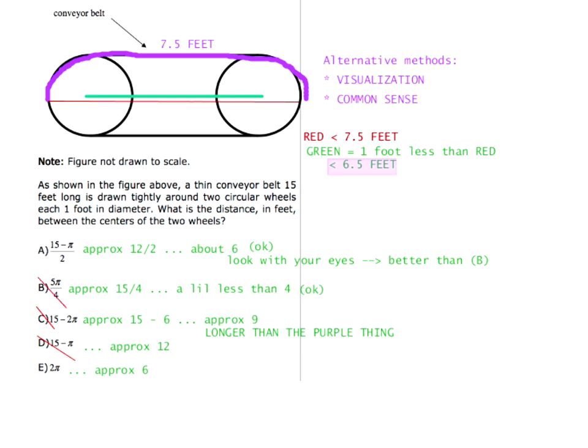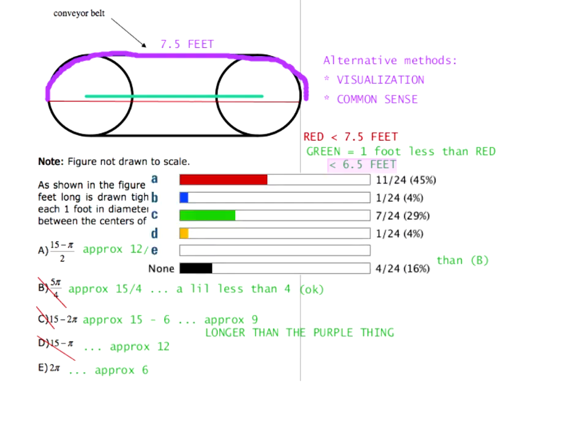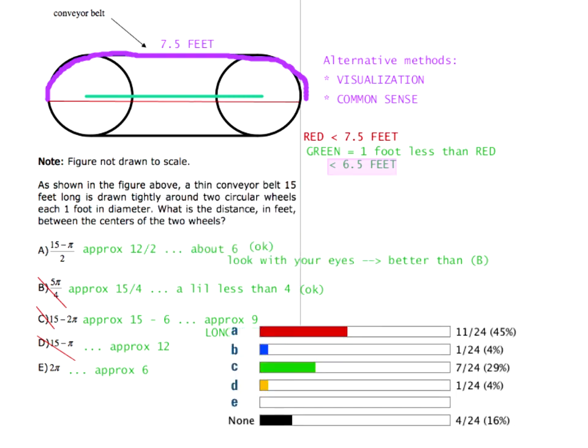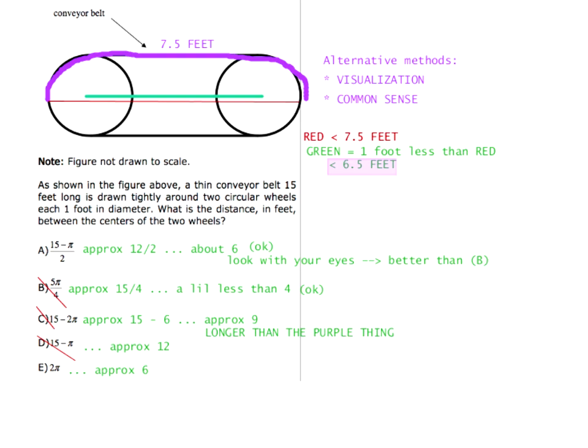But if you look at E, E should trouble you. And it did, because nobody actually picked E. Here were the polling responses. So at least you guys saw through choice E. Because the problem with choice E, and choice B for that matter as well, is that they don't depend on the length of the conveyor belt at all.